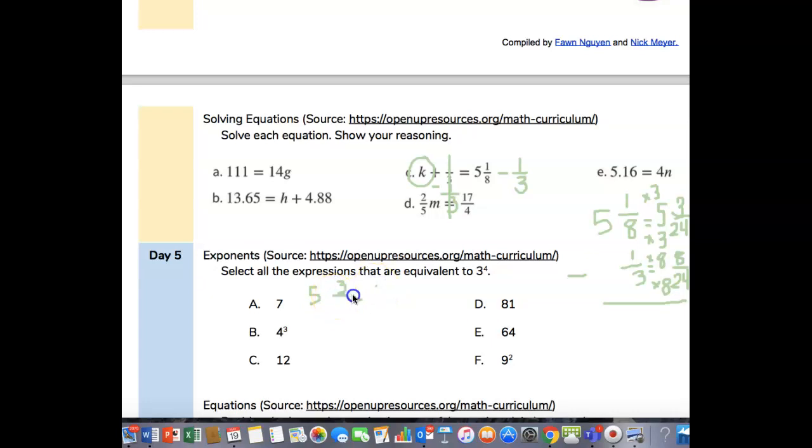Take away 8/24ths. Now the 8/24ths has to go under the fraction. It can't go under the 5. All right, so we're subtracting here. Put it there, 8/24ths. Now we can only subtract the numerators. We leave the denominator alone. We keep it the same.